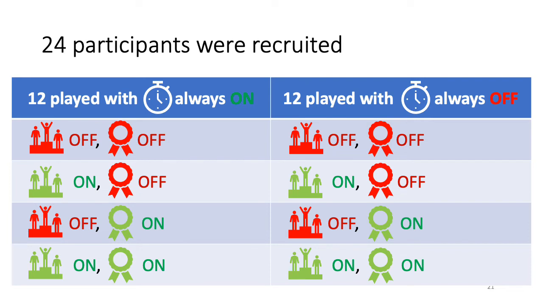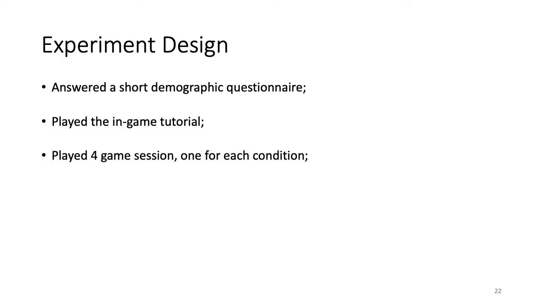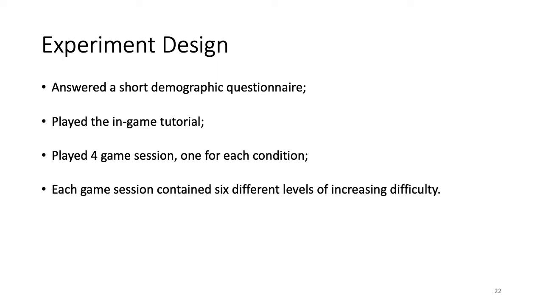All participants played all four different combinations of the top score and leaderboard. Every participant answered a short demographic questionnaire and completed an in-game tutorial before starting the experiment. Each game session, one for each condition, contained 6 different levels of increasing difficulty. The 4 conditions were played in different orders by the participants to avoid sequence effects. Moreover, the puzzles were shuffled between participants to ensure that the same puzzle was not always associated with the same game condition.